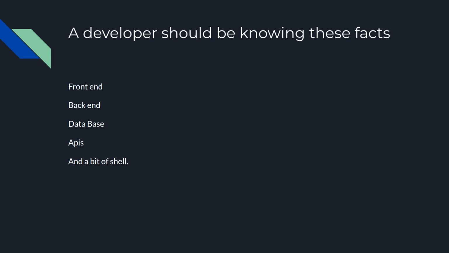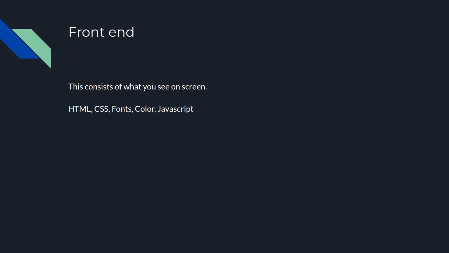A developer should be knowing all these facts like front end, back end, database, APIs, and a bit of shell. Then only a developer could become a full stack developer. So in the front end technology, what are all the steps? This consists of what you see on screen. You can see many different things on the screen, right? What you can see on the screen is the front end.